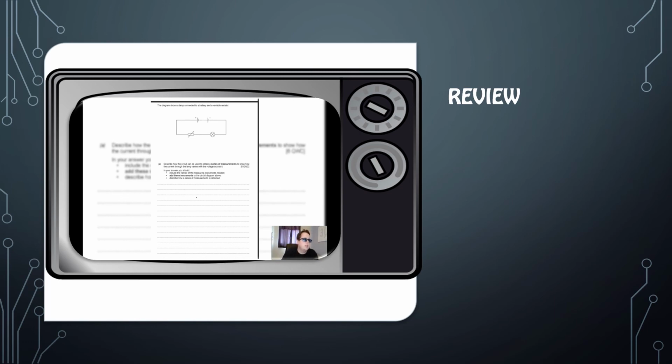Okay, so this question. Diagram shows a lamp connected to a battery and a variable resistor. Describe how the circuit can be used to obtain a series of measurements to show how the current through the lamp varies with the voltage across it. You should include the names of the measuring instruments needed, add these measurements to the circuit diagram above, describe how a series of measurements is obtained.